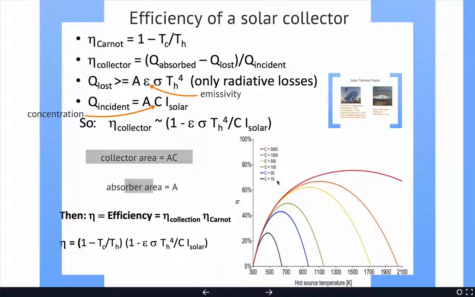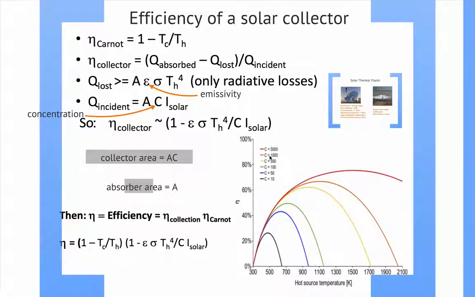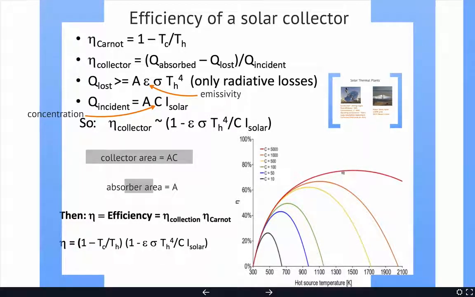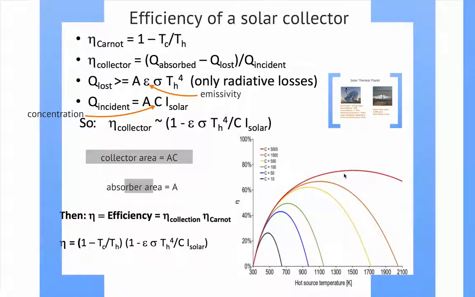But of course, as you increase the concentration factor, the systems get more complicated. You need to track the sun more precisely. You're also working at much higher temperatures, which means materials have to survive, so reliability becomes challenging. So all these trade-offs are why this is a very interesting engineering problem.